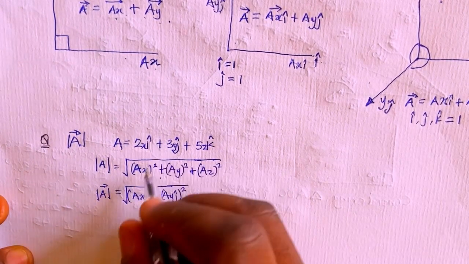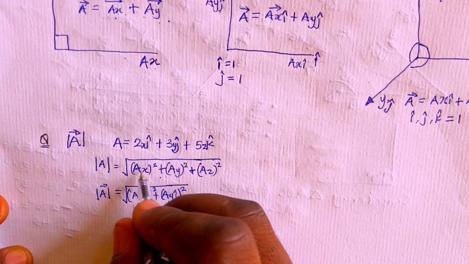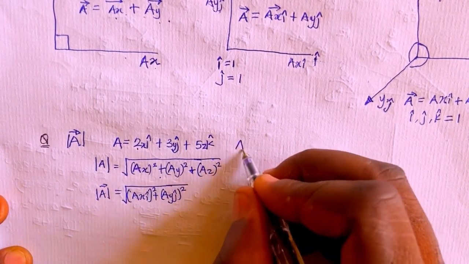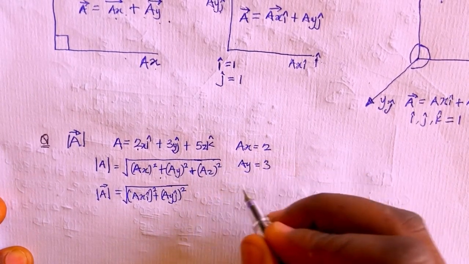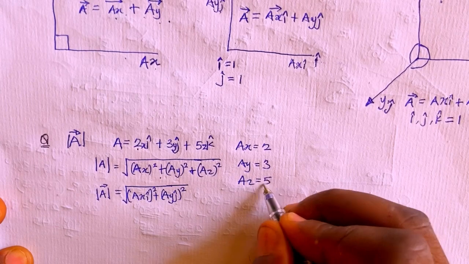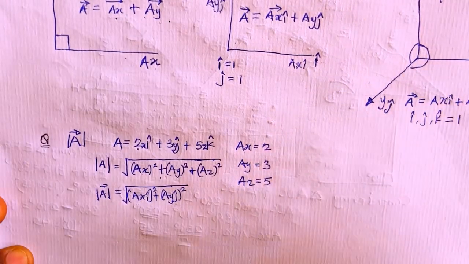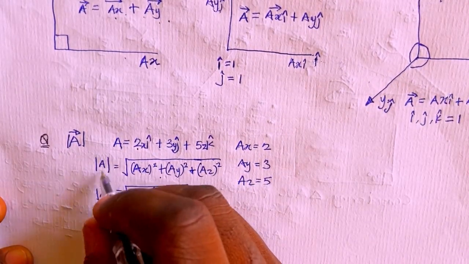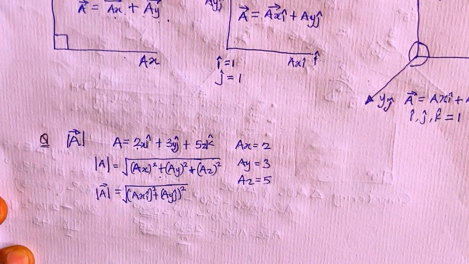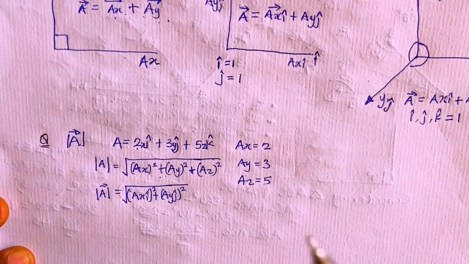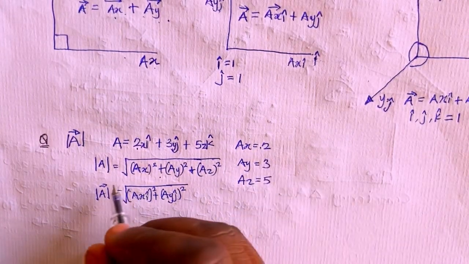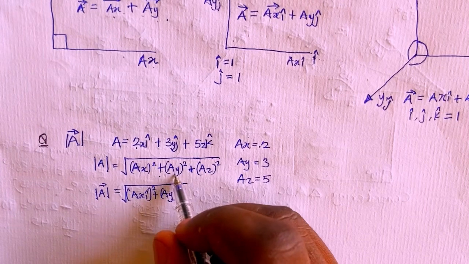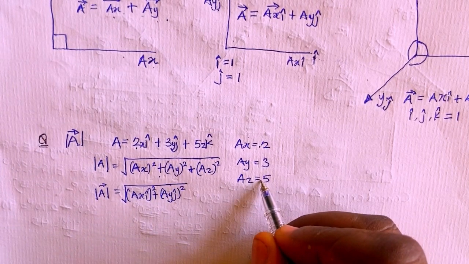So after that, let's go ahead and input this. In this case, ax is equal to 2, ay is equal to 3, and az is equal to 5. And what you need to make note of is that whenever we are dealing with magnitude, magnitude doesn't take into consideration the sign in front of the vector. So if this is negative, if you take the magnitude, it will still turn to positive, right?